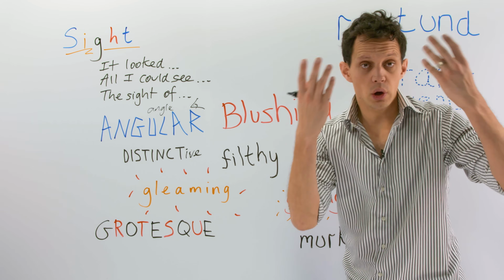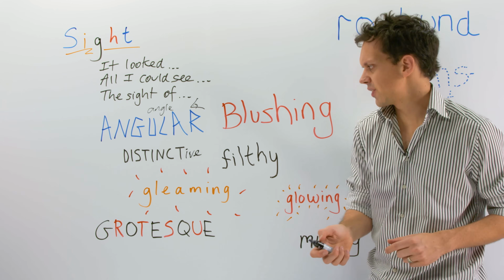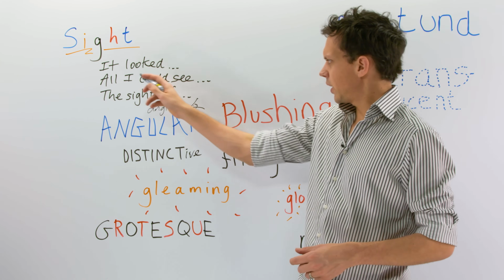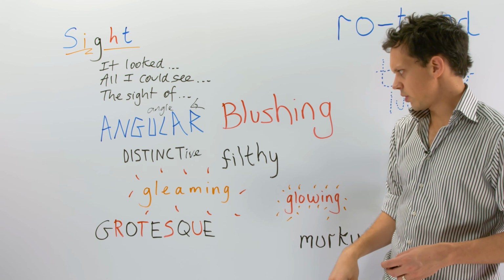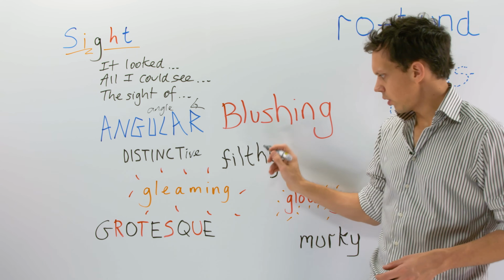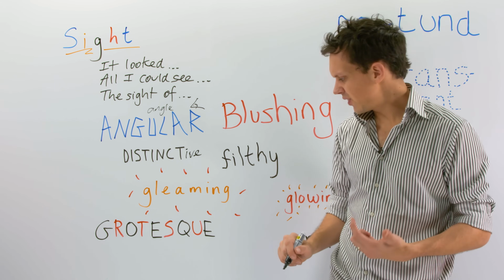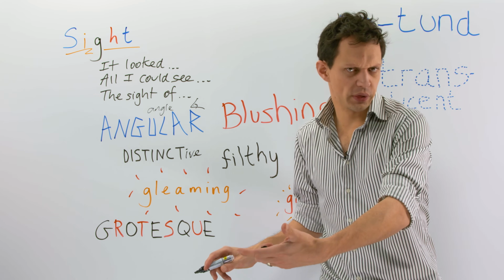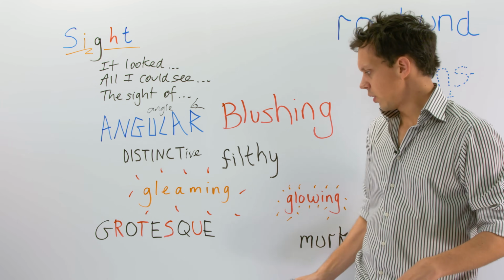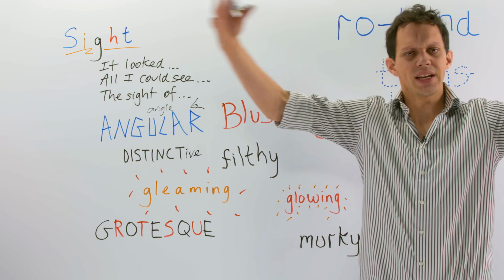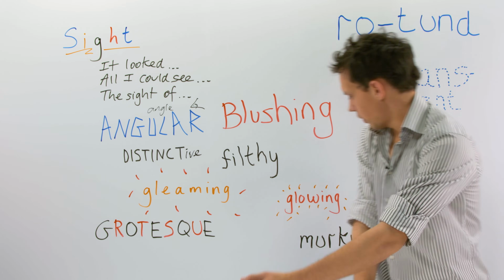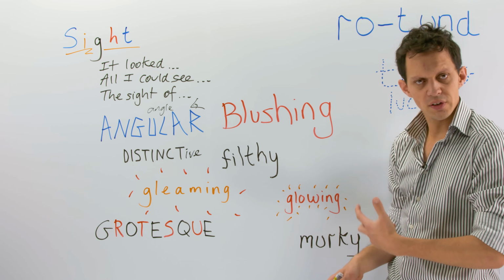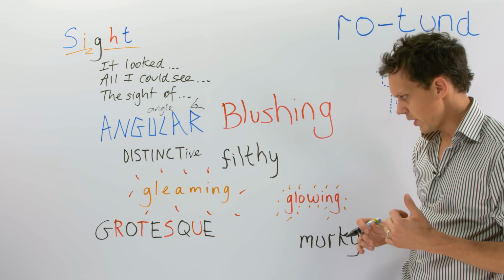Blushing. If you blush, then you go all red because you are embarrassed. He looked like he was blushing. Yes? Okay. Filthy means very dirty. His car was filthy. Okay? It's just covered in mud. Gleaming. If something is gleaming, then light is shining off it. Very similar word here, glowing. You could say, she was glowing with good health. It means she just looks very healthy.